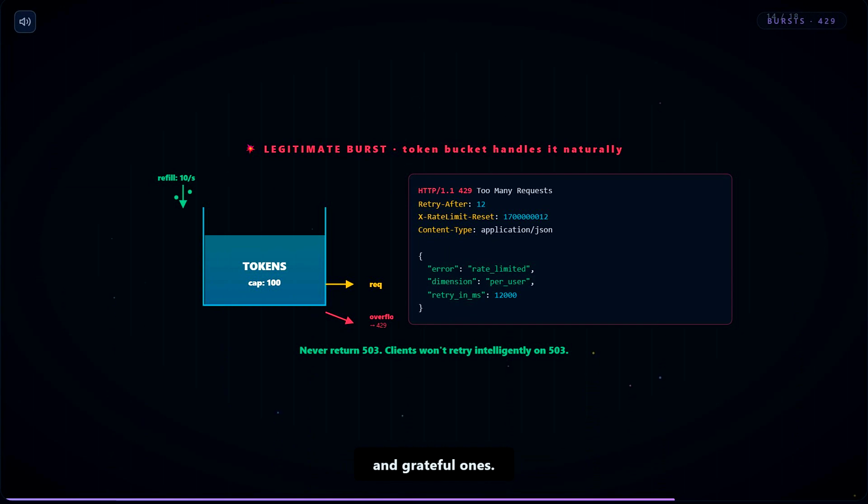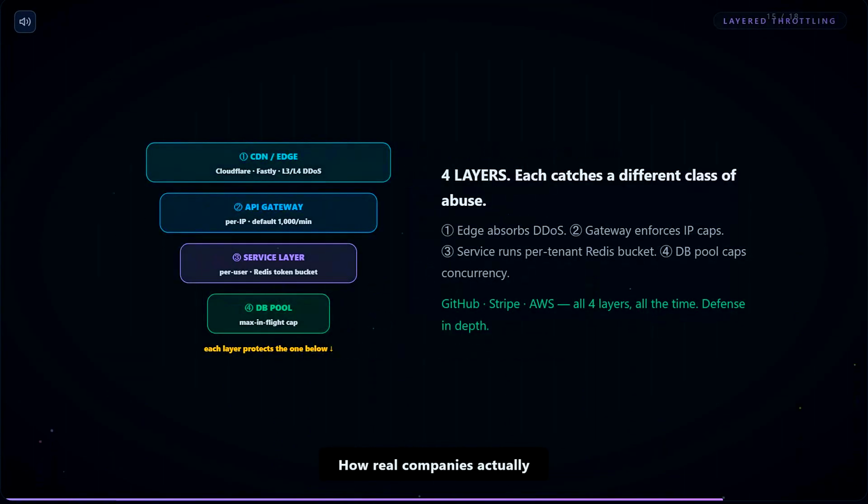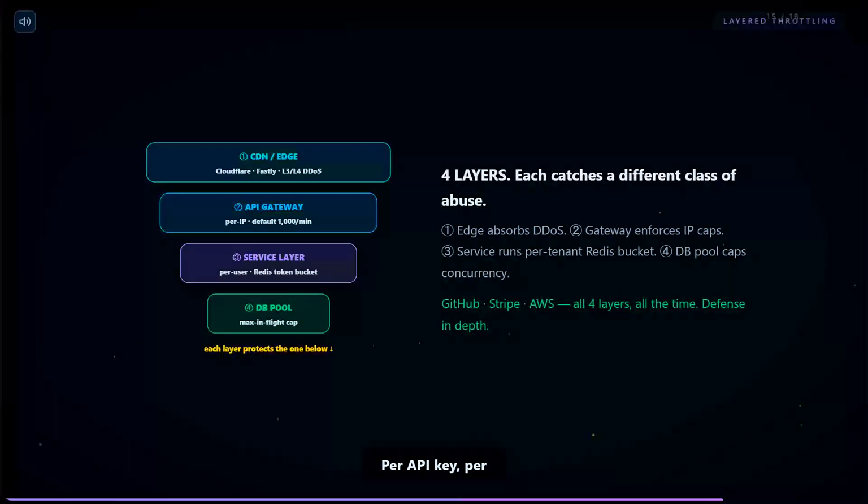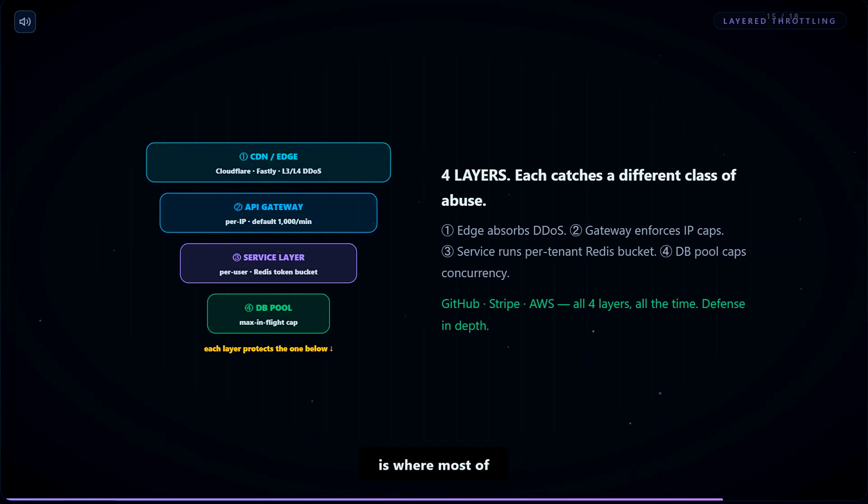How real companies actually do this. Nobody runs one rate limiter. They layer 4. 1. The edge. Cloudflare or your CDN drops obvious denial of service before it ever reaches your servers. Hard caps per IP, per autonomous system number. 2. The API gateway. Per API key, per route, per minute. This is where most of your business logic lives. GitHub does this. Stripe does this.